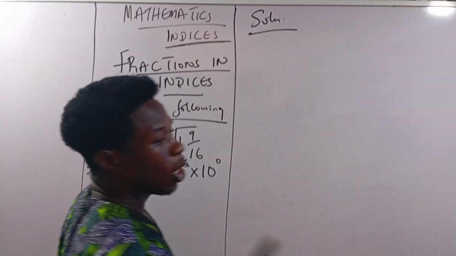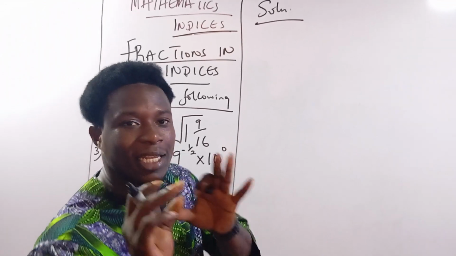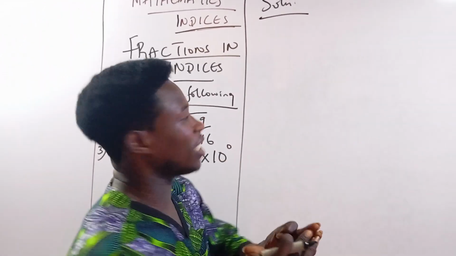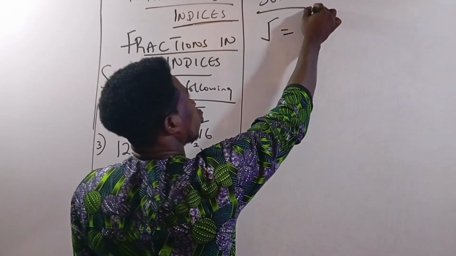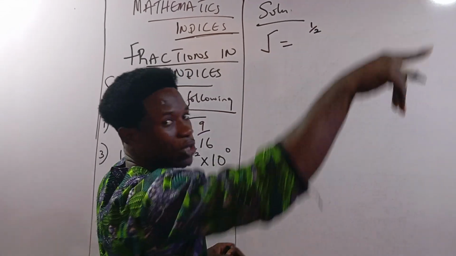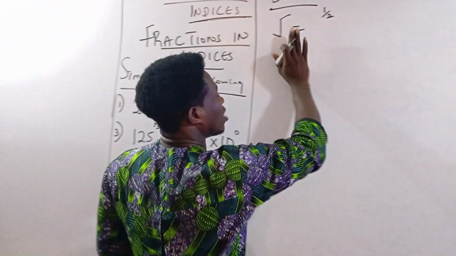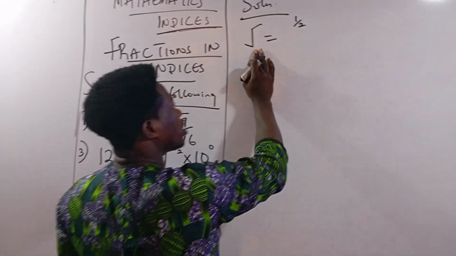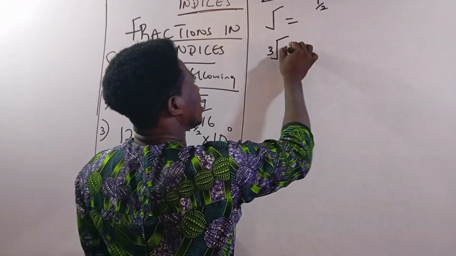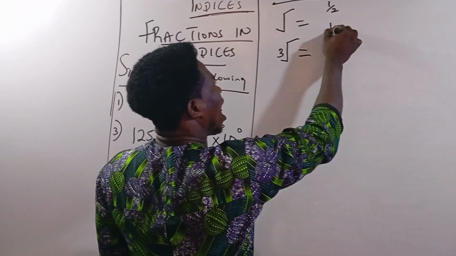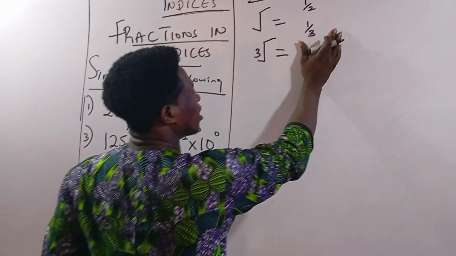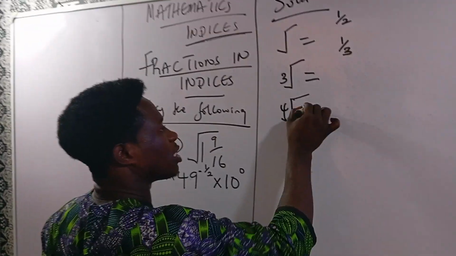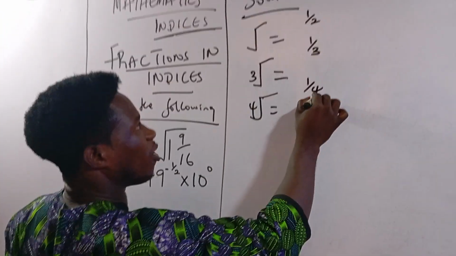before we go on, we must know that in indices, these things are equivalent to these in fractions. Square root is equivalent to raised to power 1 over 2. That is what square root is. Cube root is equivalent to raised to power 1 over 3. Fourth root is the same thing as raised to power 1 over 4.